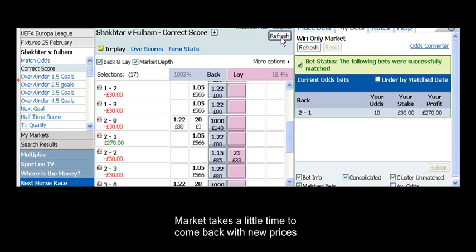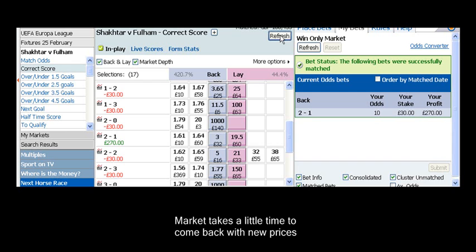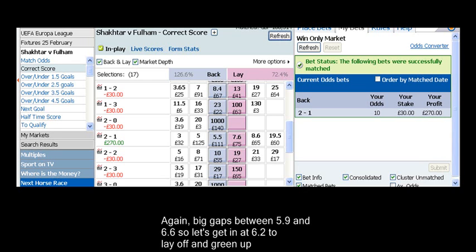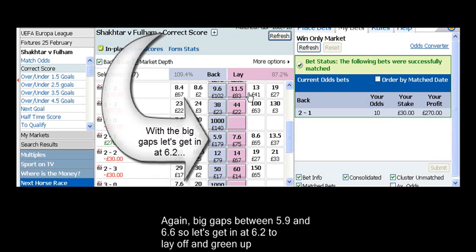So what does this mean? Well, it's actually pretty good for us because the market will expect Shakhtar to come back and score the next goal and probably go on to win the match. So the price on the 2-1 will actually come back fairly low. We can see here there are big gaps at 2-1 between 5.5 and 7.6. So the market takes a little bit of time to settle and come back with a realistic price.